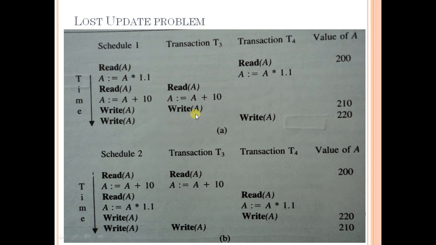It will write 210, and immediately when it has written 210, T4 writes A. And what does it write? It writes the value which it computed earlier, that is 220. So the final answer is 220.